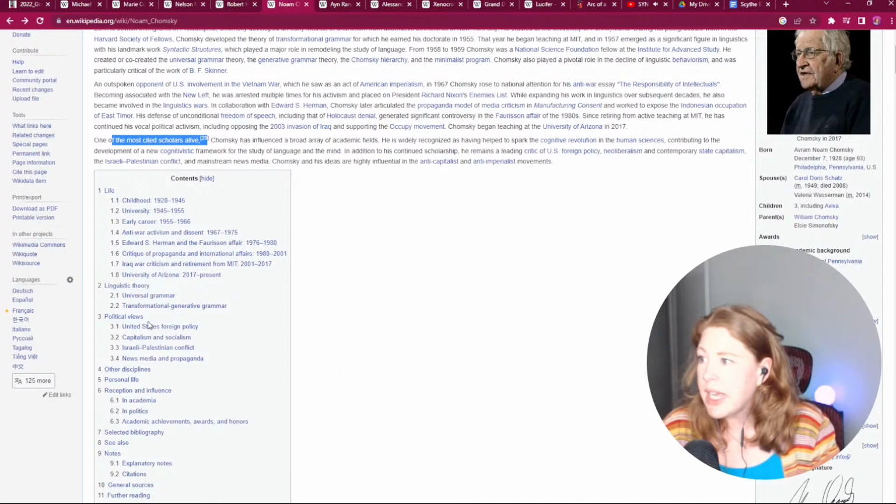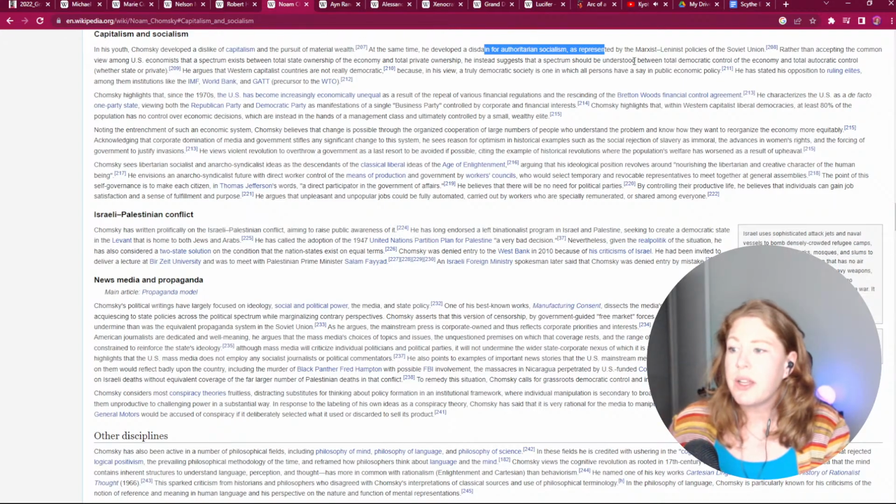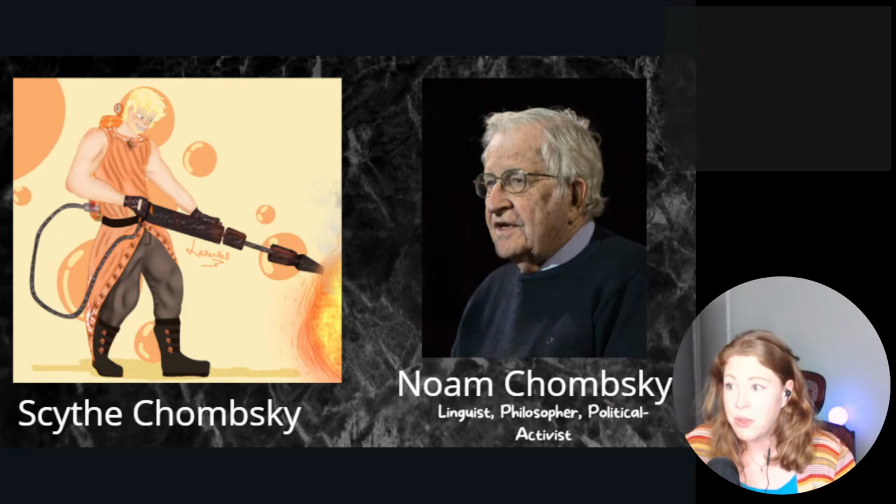And if we keep going down, right, we'll see his political views, capitalism and socialism. He's developed a dislike for capitalism and the pursuit of material wealth, authoritarian socialism. So if we're looking at the Chomsky from the book, right? The big, blonde, hulking dude who uses a flamethrower.